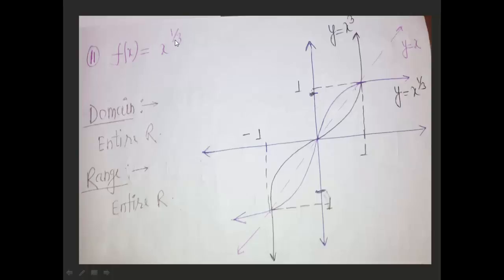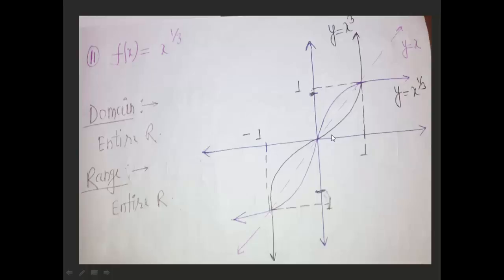This is another irrational function, x to the power 1 by 3. So this is the graph of y equal to x cube. It is an odd cubic function, and the graph of an odd cubic function is symmetrical about the opposite quadrant, that is, the origin. And this is the graph of the irrational function y equal to x to the power 1 by 3. So the domain of this function is the entire real numbers and the range is also the entire real numbers. You can easily see from the graph.